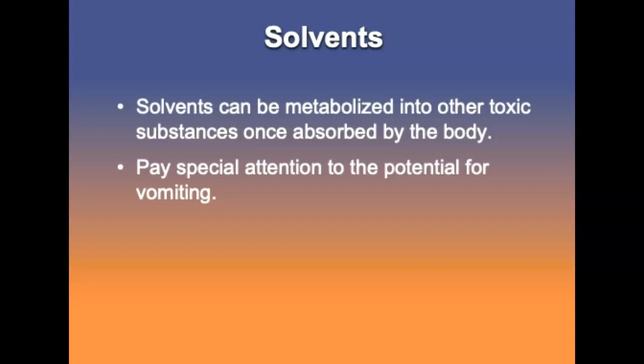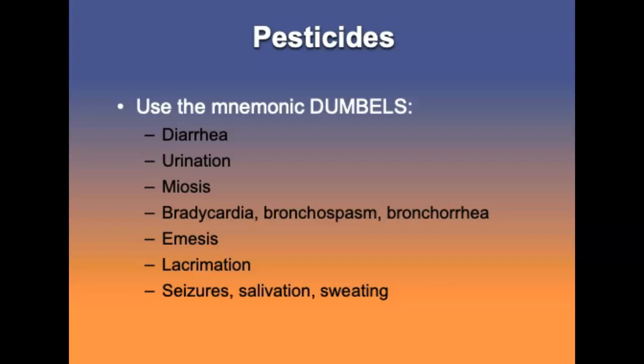Okay, the next thing we're going to talk about is pesticides. They can cause runaway nervous system stimulation. The stimulation in turn produces a collection of signs known as the mnemonic DUMBBELS. It stands for diarrhea, urination, miosis or muscle weakness, bradycardia or bronchospasms, emesis, lacrimation, seizures, salivation or sweating.